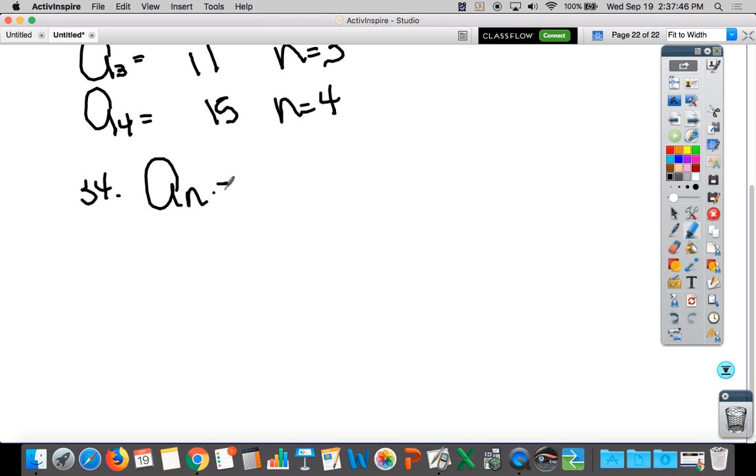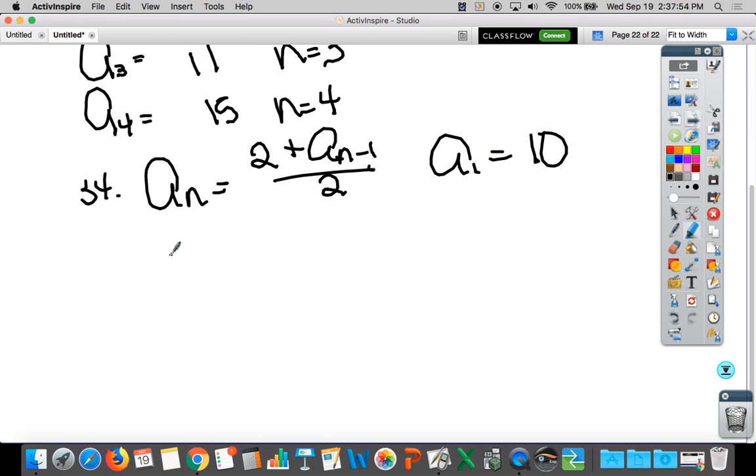34, a sub n equals (2 plus a sub n minus 1) over 2, where your first term is 10. So my a sub 1 is 10. I never have to do anything with that. So I take my previous term. So this is 2 plus my previous term. So 2 plus 10 is 12 divided by 2. That's 6.